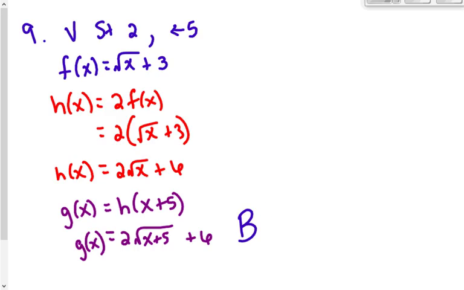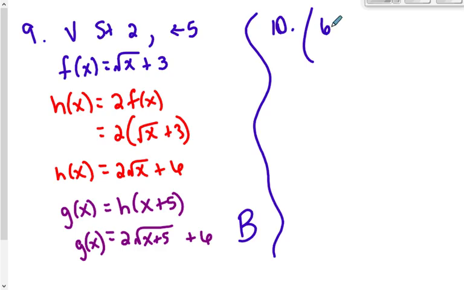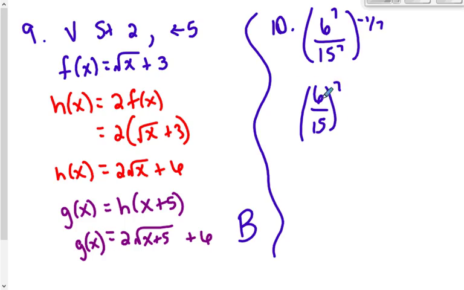All right, number 10. Number 10 is 6 to the 7th over 15 to the 7th, all to the negative 1/7. 6 and 15 are not the same base, but they have the same exponent, right? So we're going to put them together, 6 over 15, all to the 7th, and then that's all to the negative 1/7. 7 to the negative 1/7, what happens there? They cancel, but you're left with negative 1. So 6 over 15 to the negative 1.